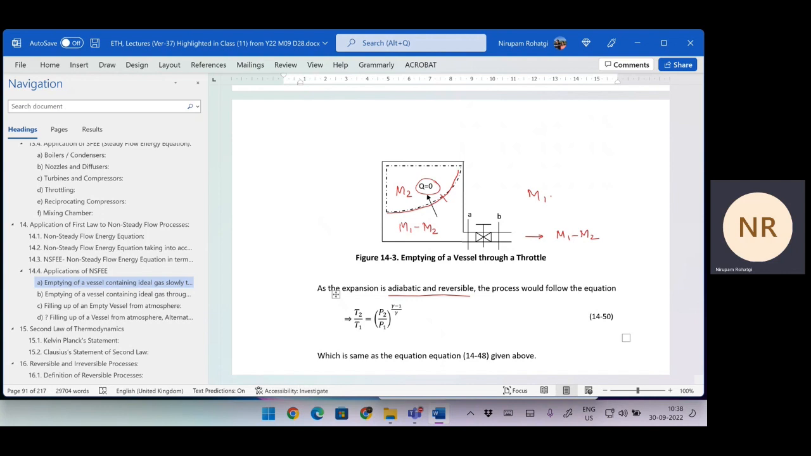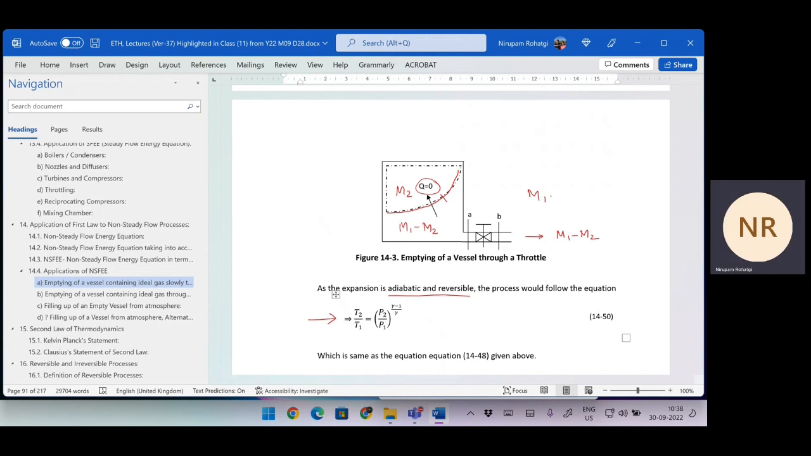And what is the equation for that? T2 by T1 is equal to P2 by P1 raised to power gamma minus 1 over gamma. We are familiar with this equation. So all that analysis is gone, and we have solved it like this. Either way you do it, you get the same answer.